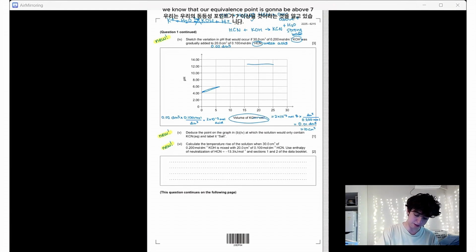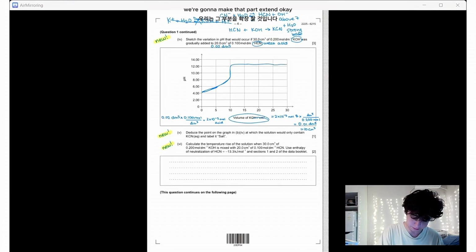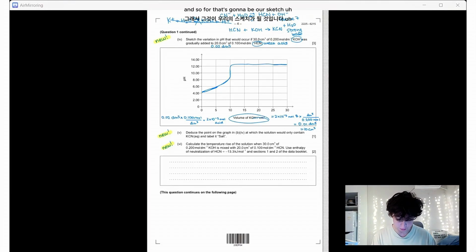Okay, so now we know that our equivalence point is going to be above 7. So we're going to make that above 7 happening here. And then we're just going to connect our lines. Okay, and so that should be all of the parts of the pH curve. We're going to make that part extend. Okay, and so that's going to be our sketch.